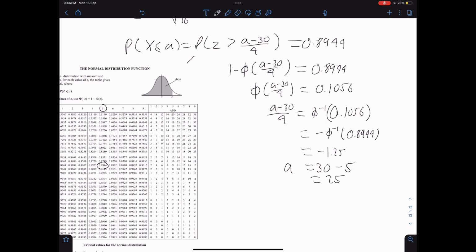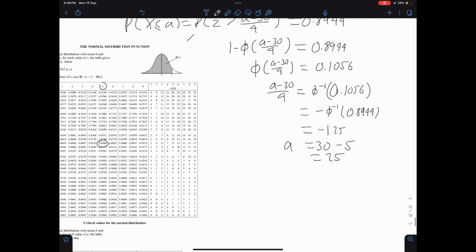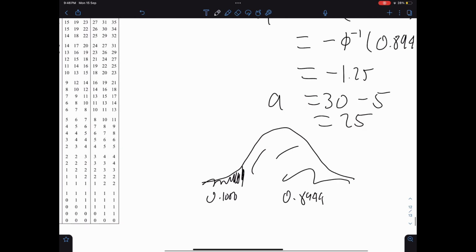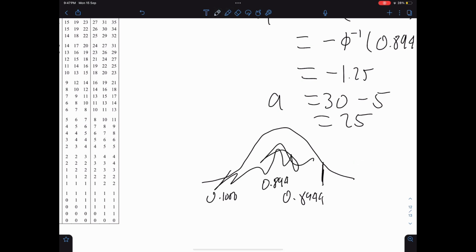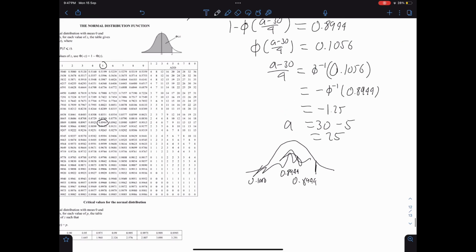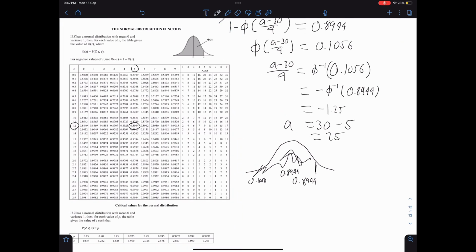And the reason for this is because of, again, the symmetry of the normal distribution curve. Because if you're saying that the probability that this area is 0.1056, then this area becomes 0.8944, and because of the symmetry, if you just do the positive value of that, this area is 0.8944. So that's one thing that you might be doing. It's kind of like inverse normal.